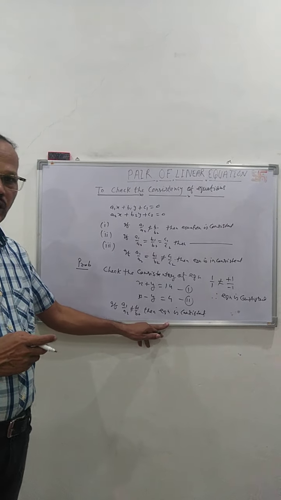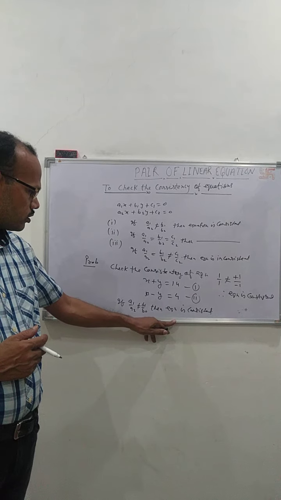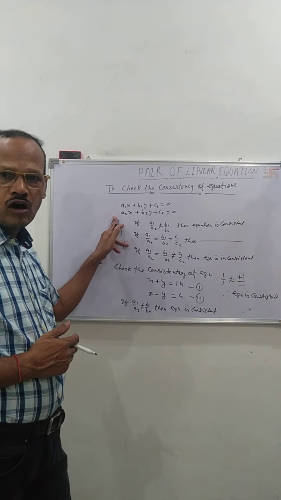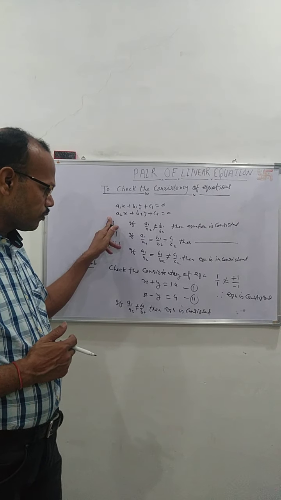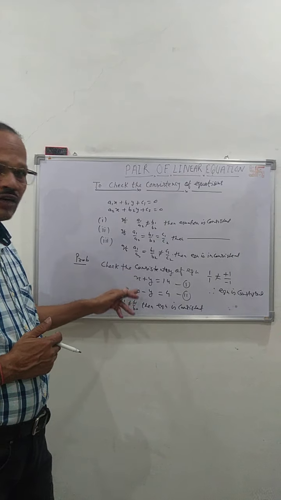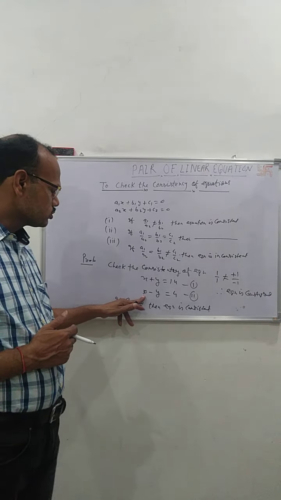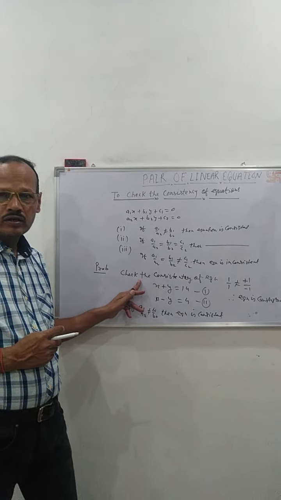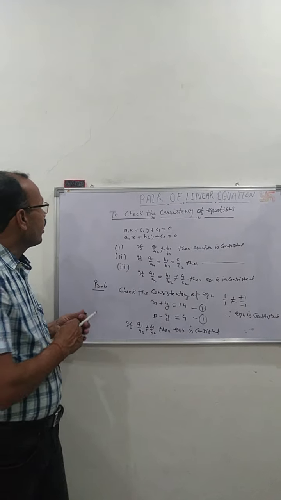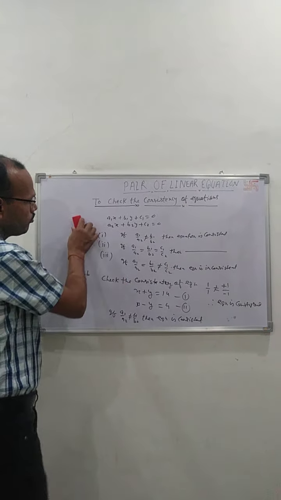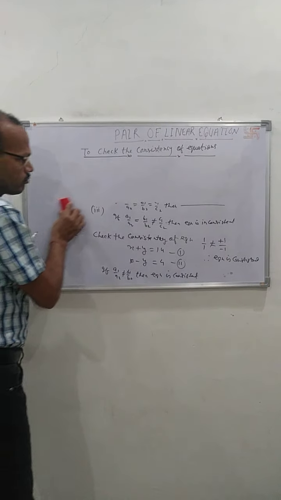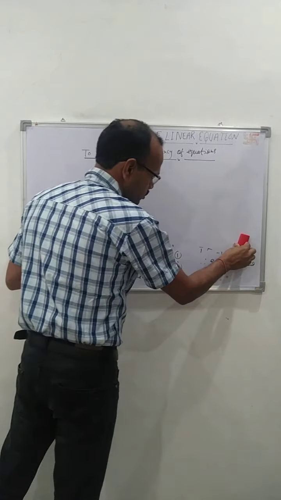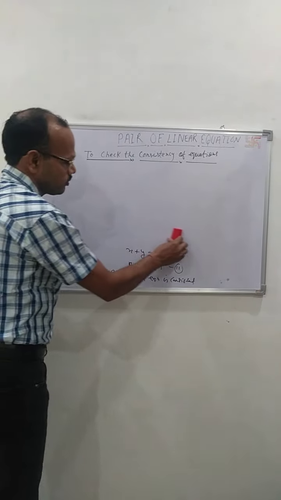So in this way you can identify the consistency of equations. If a pair of linear equations is consistent, then we can find the values of x and y also. Somebody asked what the value of x and y will be in this case. For that we will use some methods to solve it. Those methods are number 1 substitution method, number 2 elimination method and number 3 cross multiplication method. From these three methods we can use one to solve and find the value of x and y.